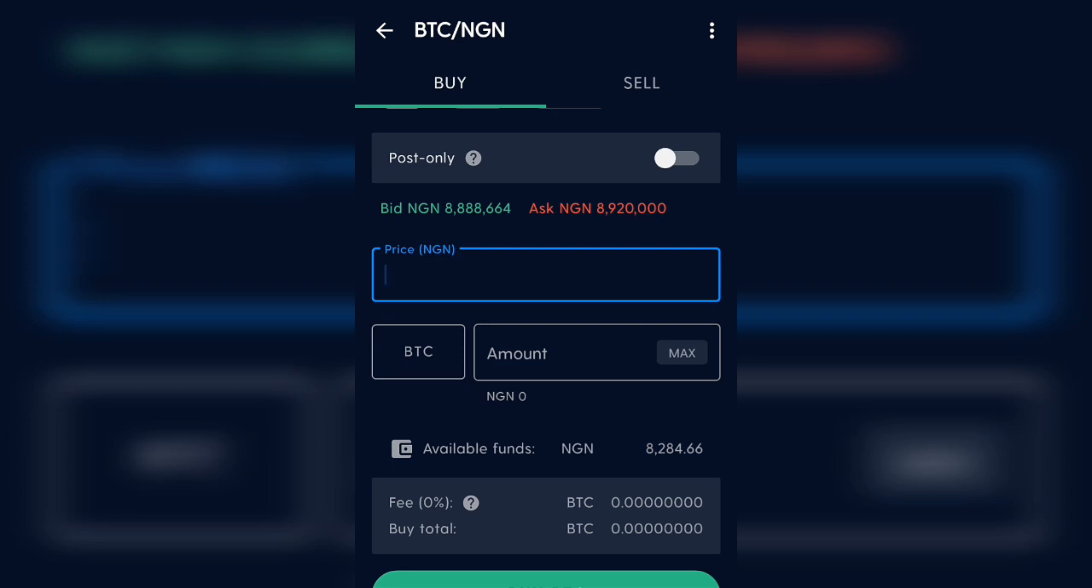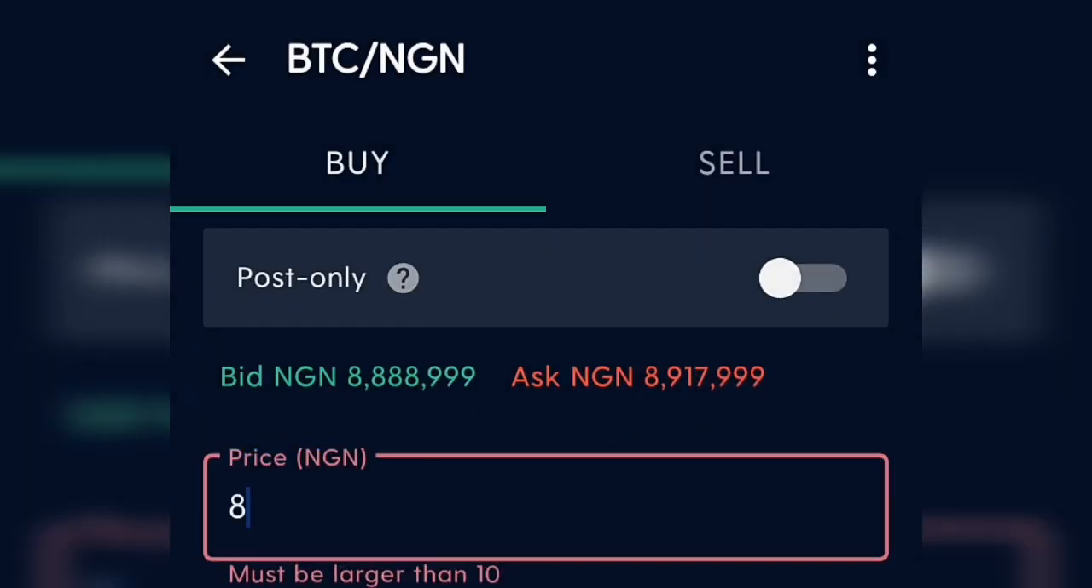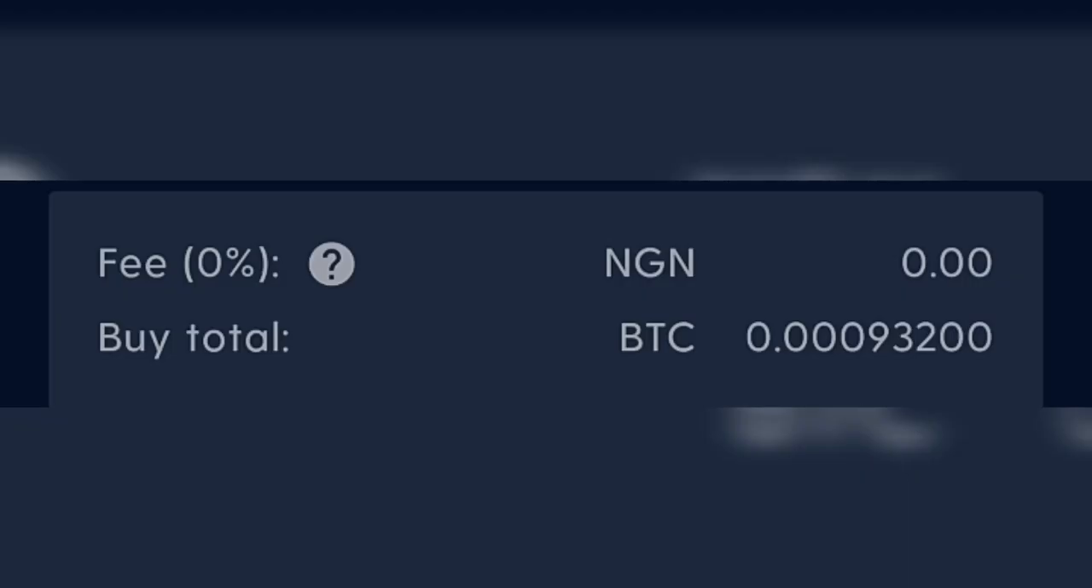When you place your order below the bid price, you would be charged no fee. The reason why this is almost instant is because Bitcoin is a very volatile asset. So your order will be executed in a few seconds or a minute. For example, to buy at 888,998. Now as you can see, I'm directly below the bid price right now. As you can see down here, the fee you would be paying is zero. You would be paying zero fee when you buy at this low level.